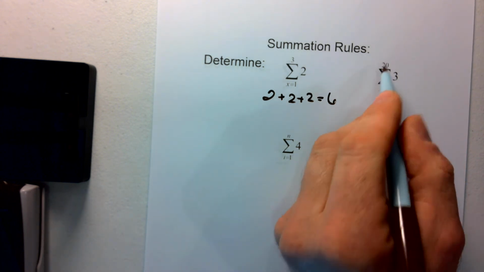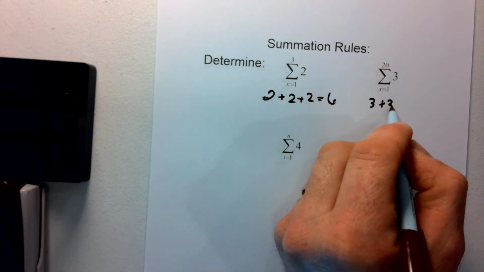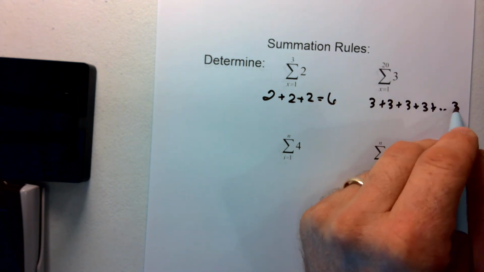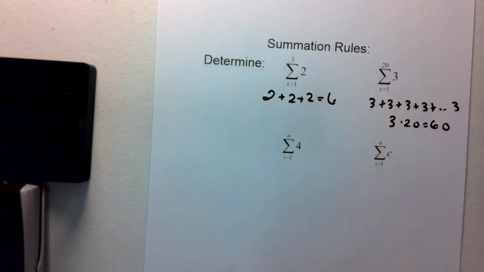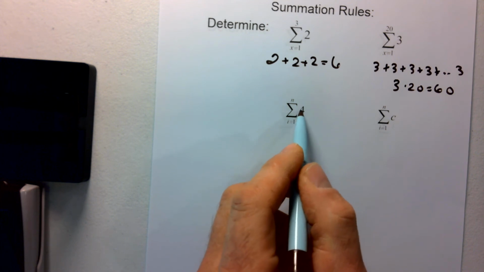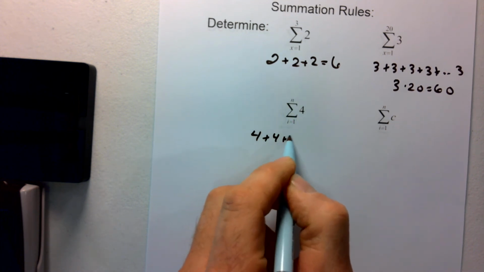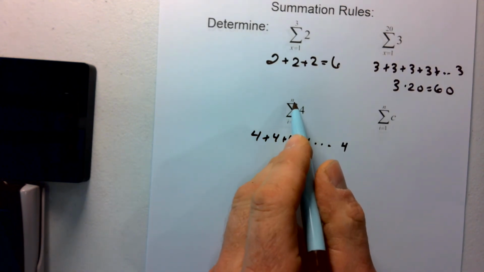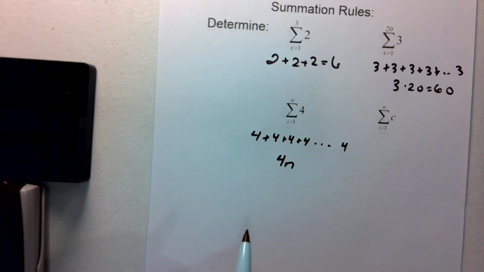Here, if I go 20 times, summation of 3 from 1 to 20, I get 3 plus 3 plus 3 plus 3. They're always going to be the same until I get my 20th term. So I get 3 times 20, which gives me 60. Here, if I go out to n terms, so if I have 4 plus 4 plus 4 plus 4, all the way out until I get n terms, I'm going to have 4 times however many terms that is, or 4n.